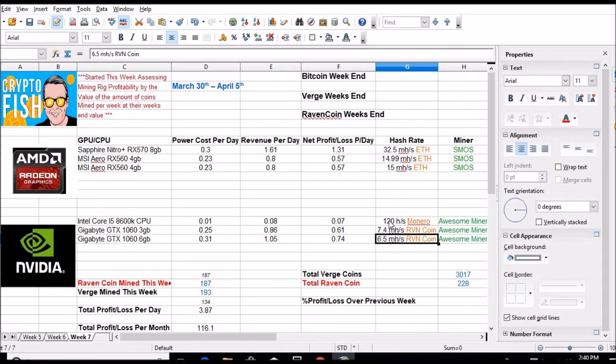My CPU has gone down a bit. It was 140, now it's 120. It's only doing 7 cents net per day, but it is what it is.